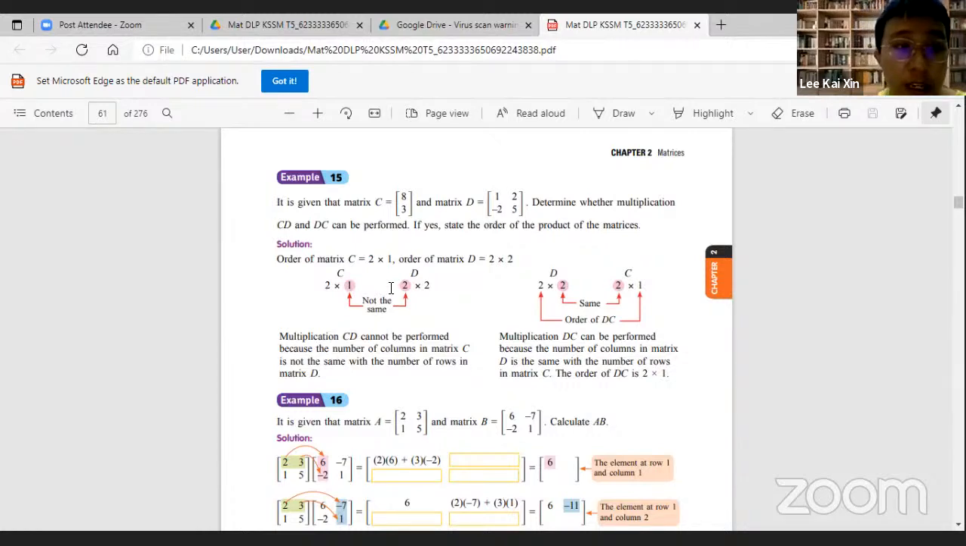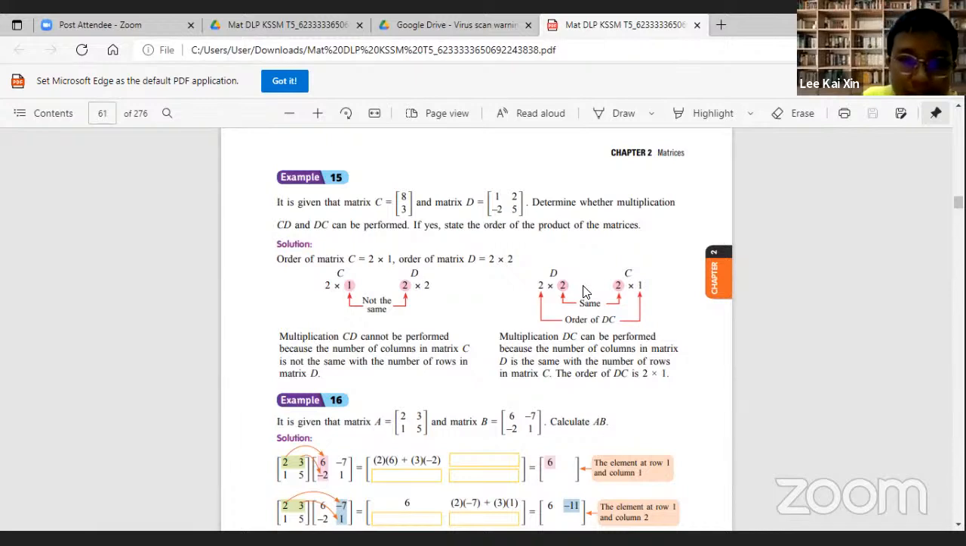For two matrices to undergo multiplication, the columns of the first one should be equal to the rows of the second. You see, like DC, because this column and this row are the same, we can cancel off, and we get a 2 by 1 matrix.